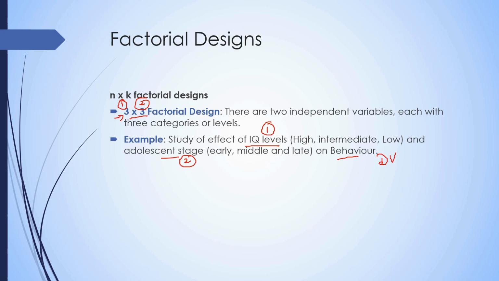And for our first independent variable IQ level, we have three categories or levels: high, intermediate and low. And for adolescent stage also we have three categories, which is early, middle and late. You can make this table on your own and write all the possible combinations. That would be how you have to write in your exam.